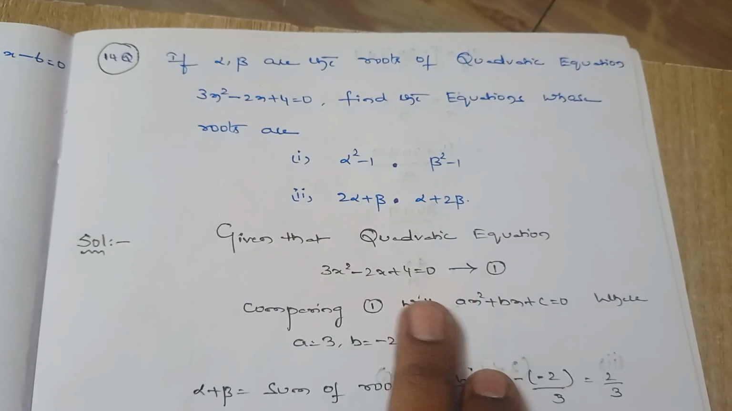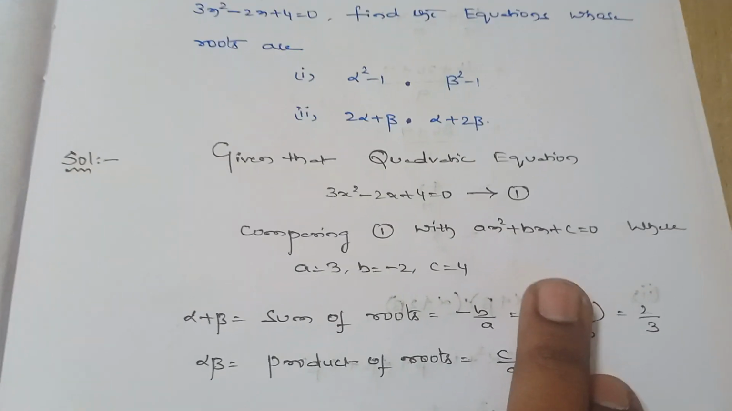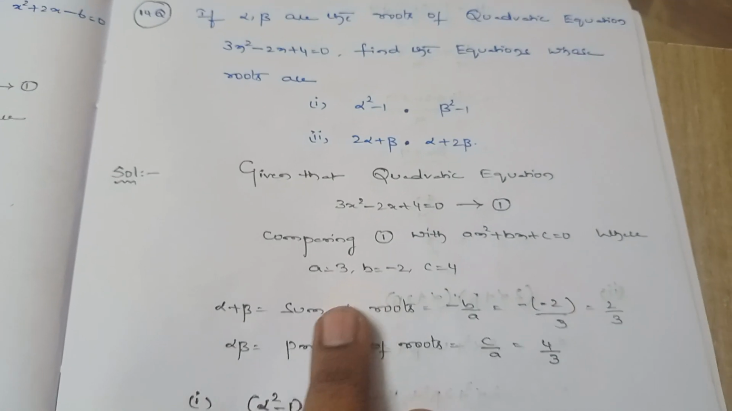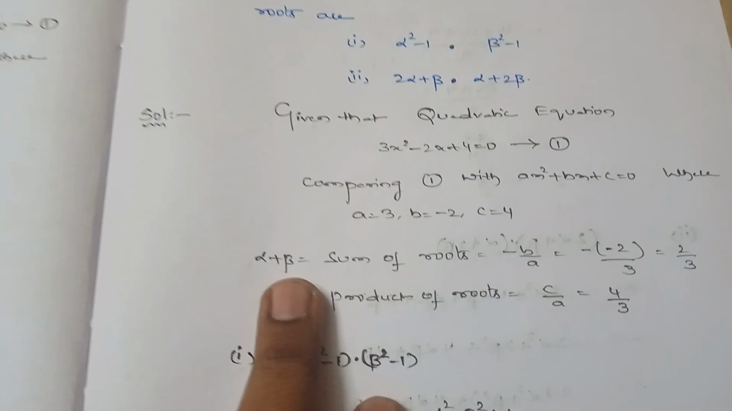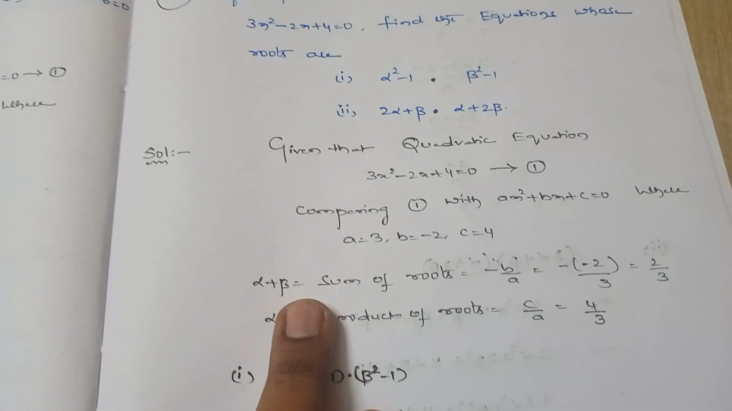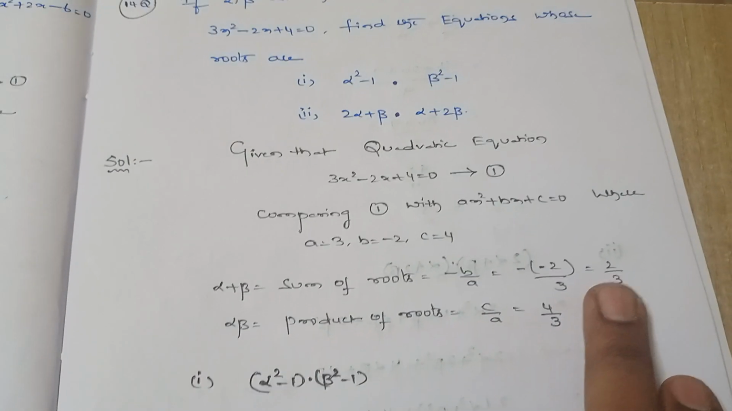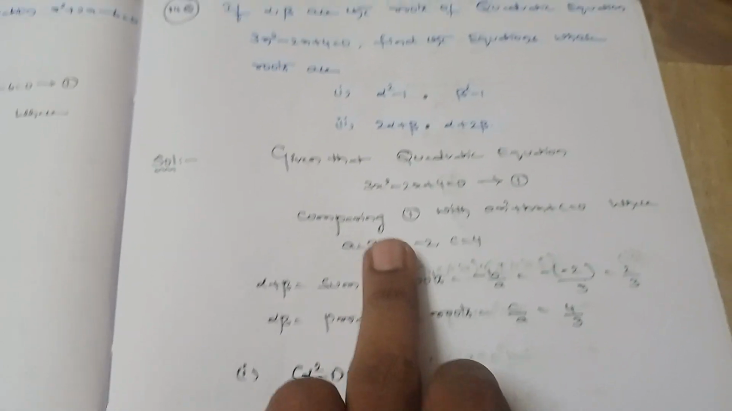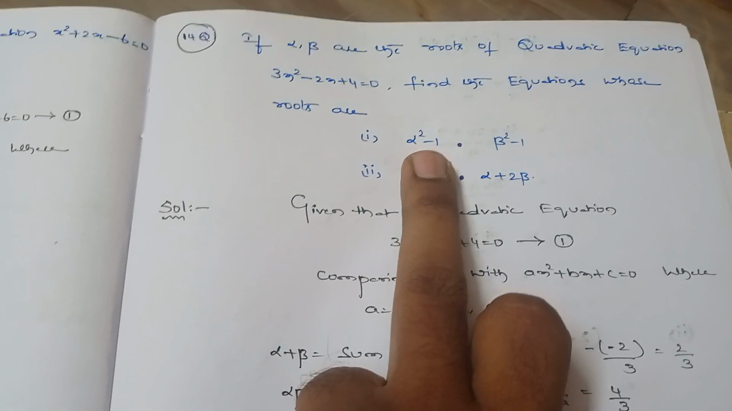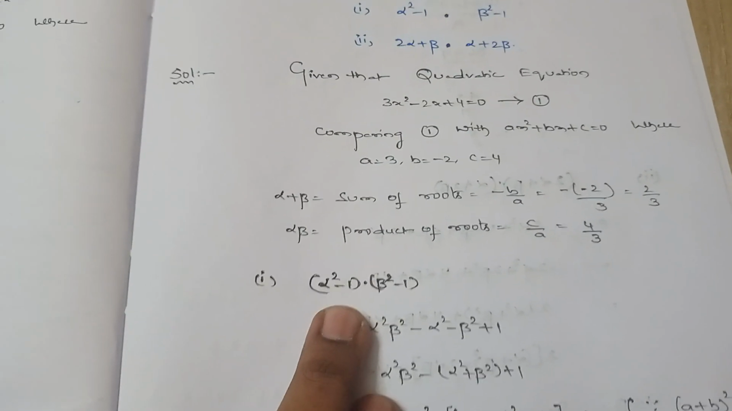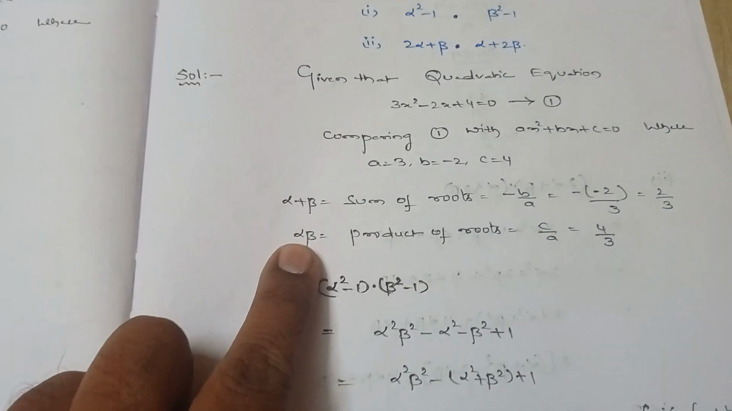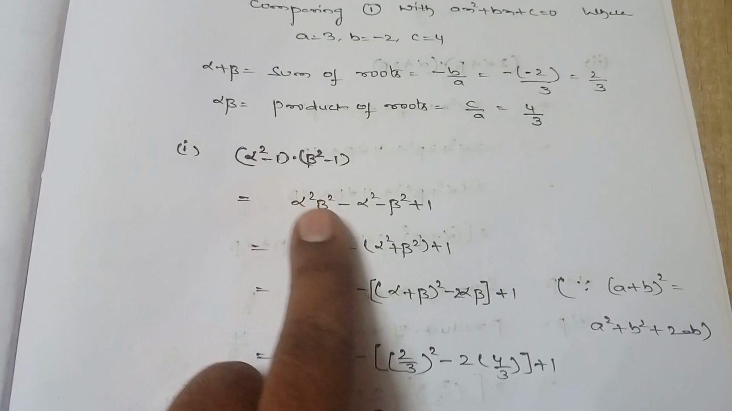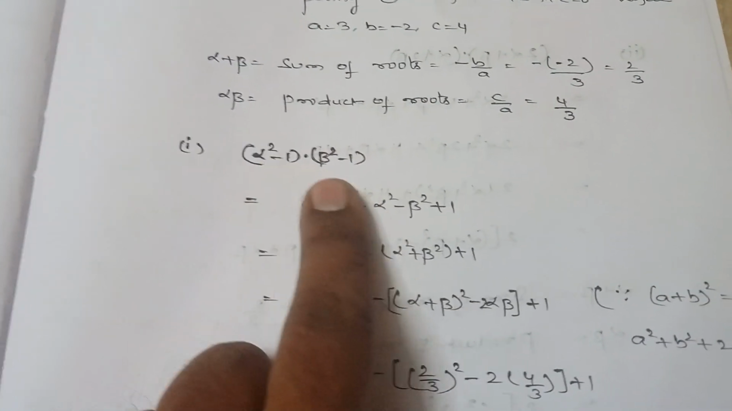Take the given quadratic equation and compare with the standard form and write the coefficients guys. So after that, write down the sum of the roots, that is alpha plus beta, and the product of roots, we get 2 by 3 and 4 by 3. Then take the given value. This one we need to simplify in terms of alpha plus beta and alpha beta. Okay. So take the product of each and every term.